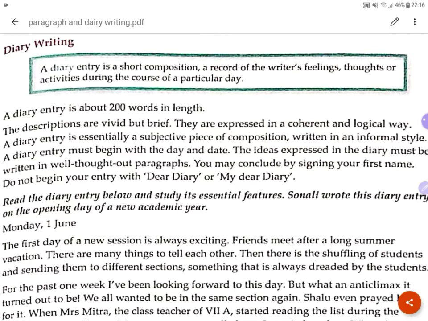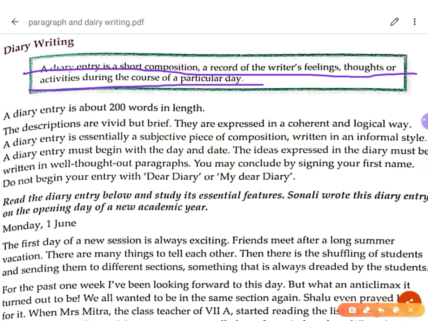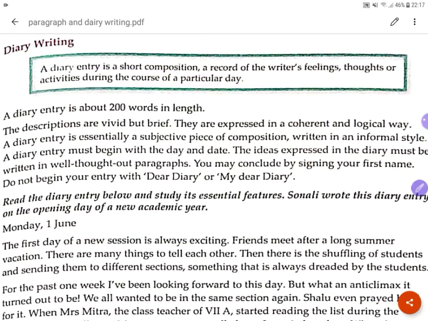A diary entry is a short composition, a record of the writer's feelings, thoughts, activities during the course of a particular day. That is called diary writing. Now I may ask you, or you may ask me, what are the benefits of diary writing, right? So I would say it reduces stress.